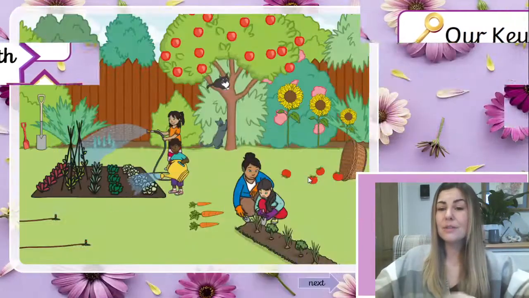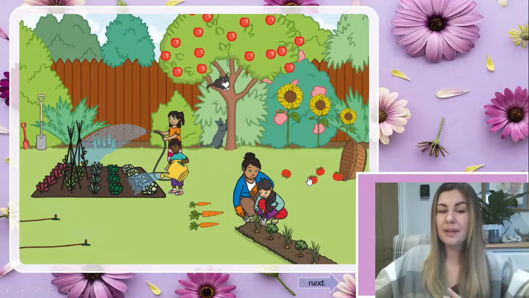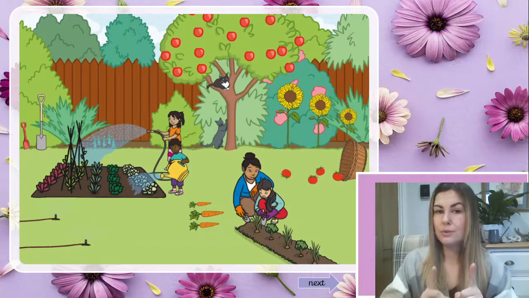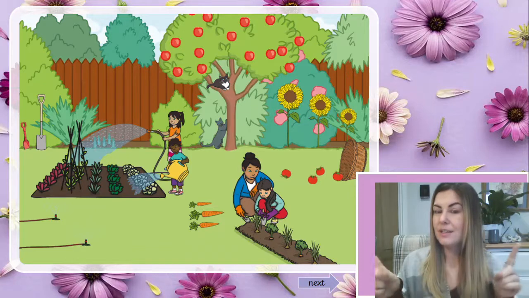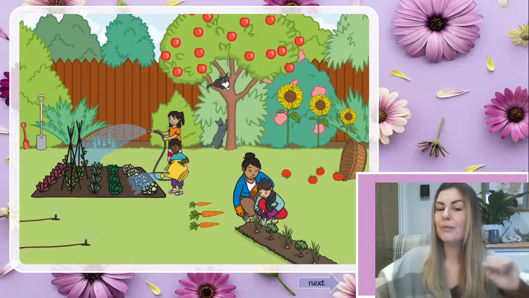So let's have a look at our concept picture. Now there, I would like you to have a look. We had a look at this picture yesterday. See if you can find things that are long and short. And then I'd like you to talk to your partner and see if you can use the words longer and shorter. Off you go.